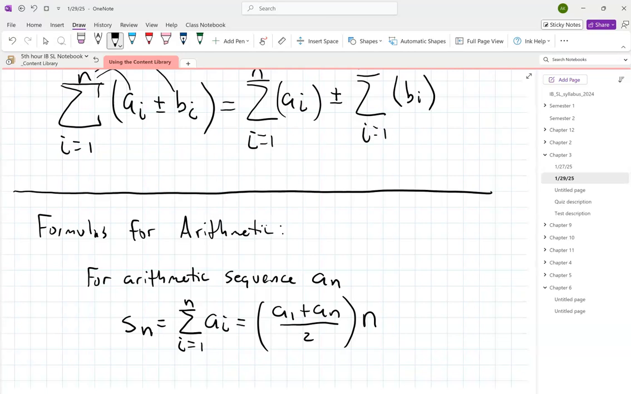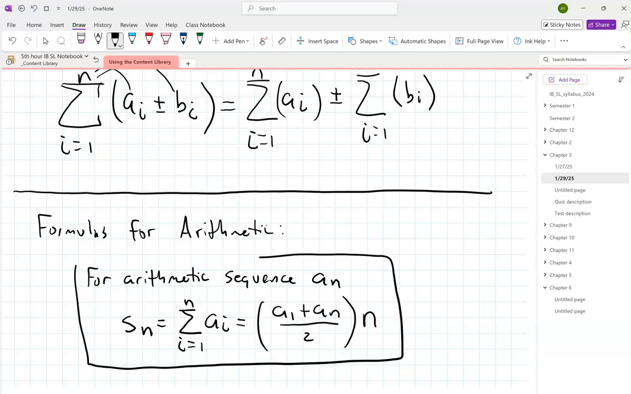So this formula I can use to find the nth partial sum of an arithmetic sequence. It's going to be the first term plus the nth term, divided by 2, times the number n. Beautiful formula.